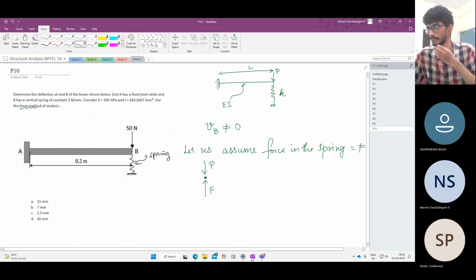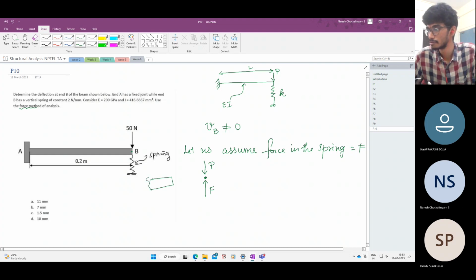So this is P. Is there any other force at this joint? At this joint, 2 members are connected. One is the beam, one is the spring, and there's an applied force. So applied force I have shown, the spring force I have shown. There is also the shear force in the beam. So let us take the positive sign convention.